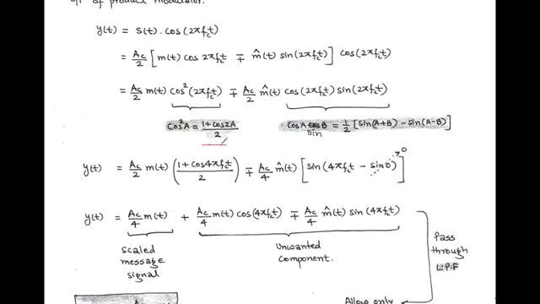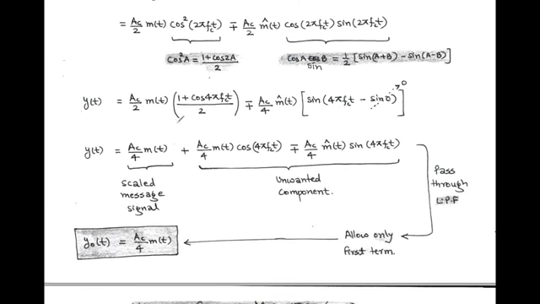And after substituting these formula, we get output of the product modulator, that is y(t) equals to Ac upon 4 into m(t) plus Ac upon 4 m(t) cos 4 pi fct minus plus Ac upon 4 m cap t sin 4 pi fct. Here the first term is called a scaled message signal, that is proportional to the modulating signal m(t). And in the second and third term there is a higher frequency component, that is 4 pi fct.